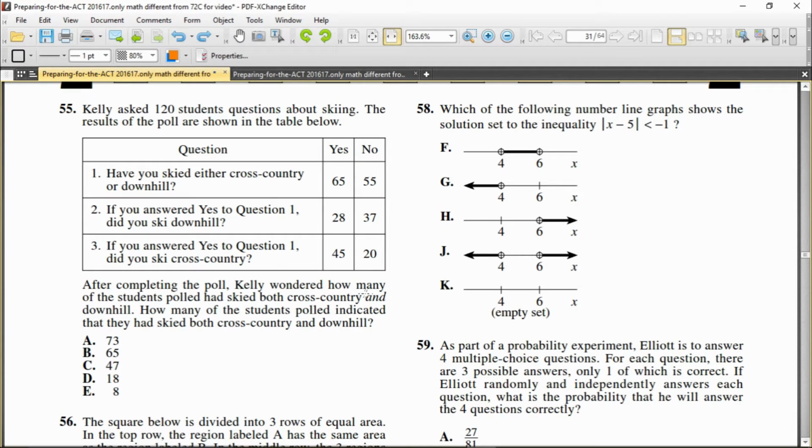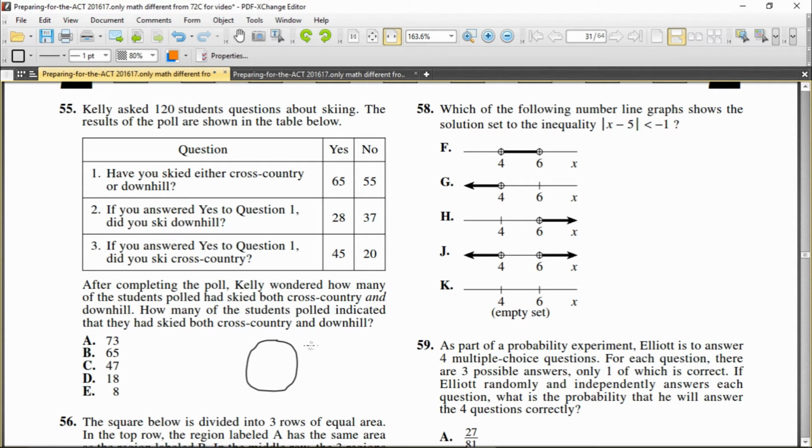55. Kelly asked 120 students questions about skiing. The results of the poll are shown in the table below. Have you skied either cross country or downhill? There's our numbers. If you answered yes to question 1, did you ski downhill? Numbers. If you answered yes to question 1, did you ski cross country? Numbers. After completing the poll, Kelly wondered how many of the students polled had skied both cross country and downhill. How many of the students polled indicated that they had skied both cross country and downhill?